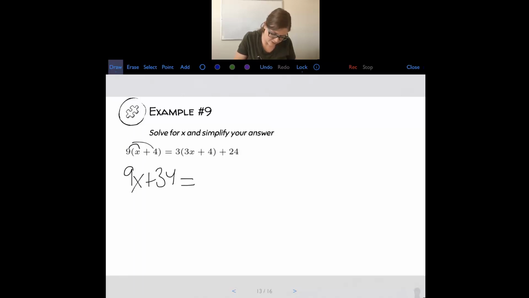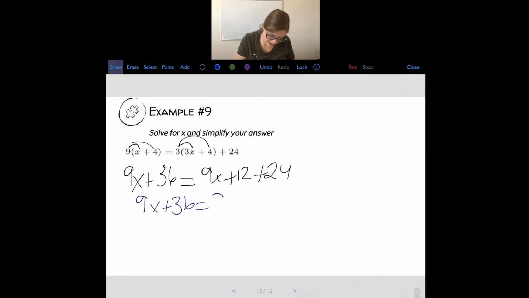This is equal to, same thing, 3 times 3 is 9x. 3 times 4 is 12. And then we have plus 24. Okay, so now we have, 9 times 4 is 36, not 34. Okay, so now we have 9x plus 36 is equal to 9x plus 36. Notice how they're the same, and we'll talk about why they're the same, but let's keep going, okay?